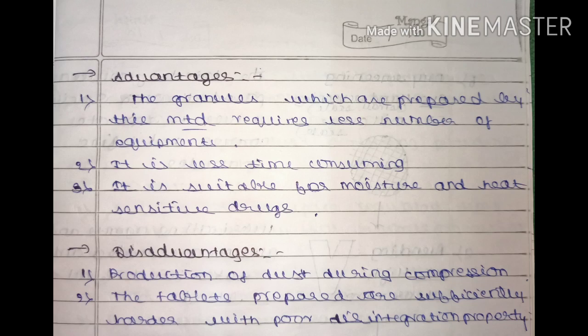The main disadvantage is production of dust during the compression because moisture is not there, only dry granulation. Dry granulation means dust will form, which will spread around the atmosphere in the manufacturing area.